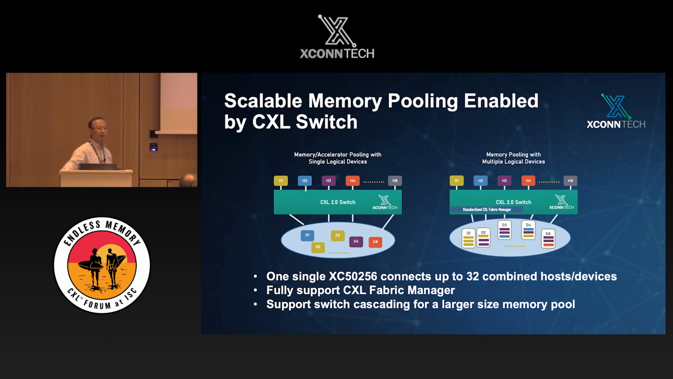In certain cases, our customers want to build a very large memory pool, and just 32 ports of our single switch are not enough. In this case, we can cascade a number of switches to form a very big memory pool. And of course, in the next generation, CXL 3.0, we're going to support a fabric network, which enables an even larger memory pool. All right, so those are the applications.